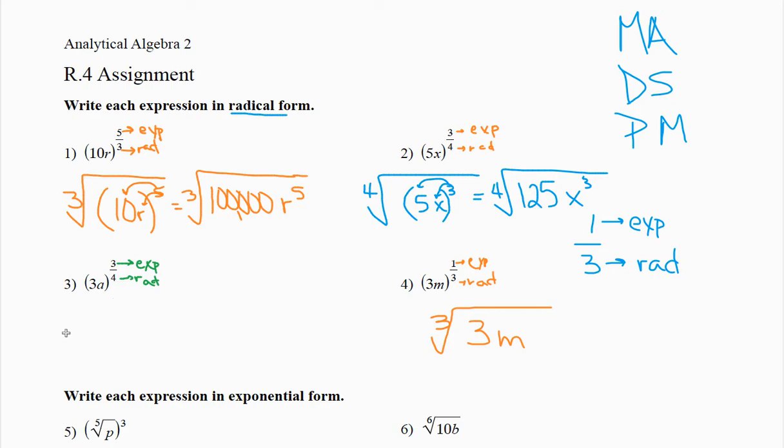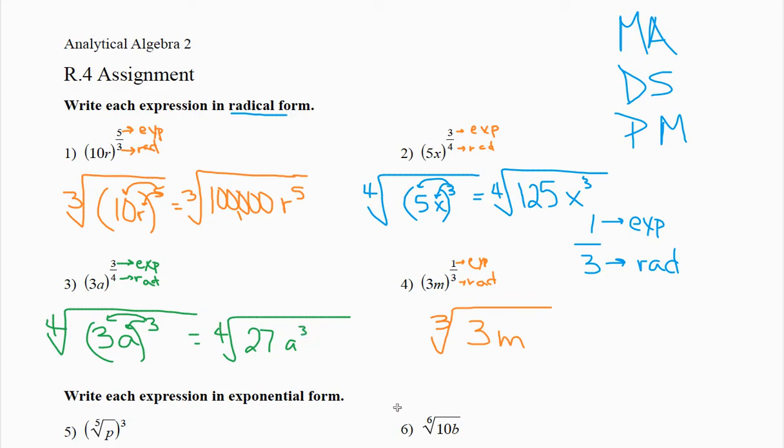Okay, so exponent and radical. So 4th root, 3a goes inside the parentheses to the 3rd power. Distribute. So my final answer is the 4th root. Now, this is not 3 times 3, which is 9. This is 3 times 3 times 3, which is 27a to the 3rd. Okay, that's the first part.